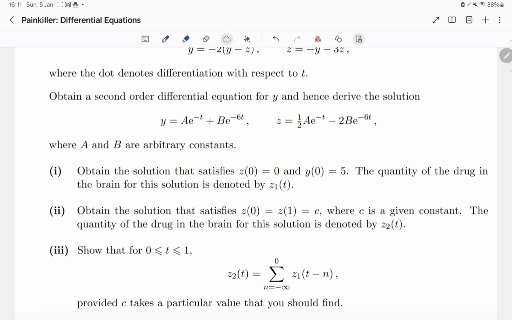Part 3. Show that for 0 less than or equal to t less than or equal to 1, z2(t) is equal to the sum from n equals negative infinity to 0 of z1(t minus n), provided c takes a particular value that you should find. Pause the video to have a think, and once you're ready, restart to see if you were correct.